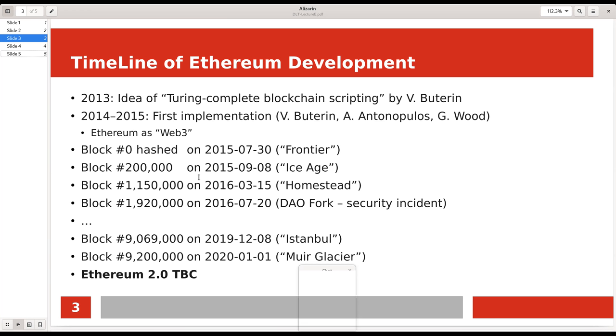And it was quite recently actually, in the summer of 2015, by the end of July 2015, when block zero was hashed. So 6.5 years after the genesis block was hashed for the Bitcoin blockchain, Ethereum came to life. Ethereum uses a completely different design philosophy compared to Bitcoin.